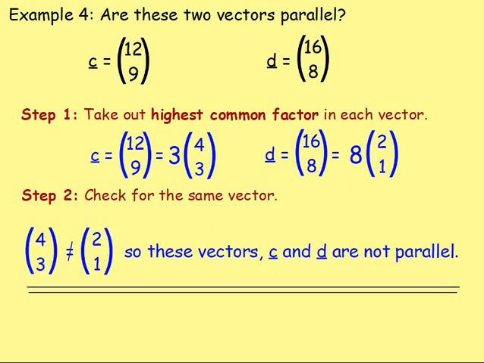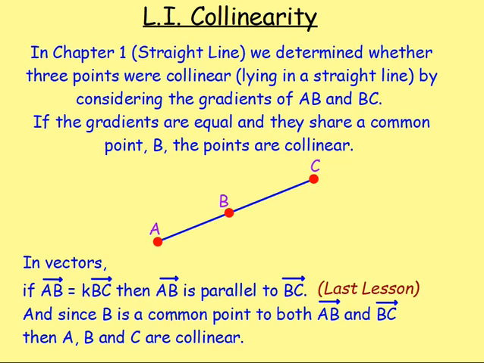Here, example 4, are these two vectors parallel? Well, to start off, take out the highest common factor once again. So take out the 3 in the first one, so you've got 3 times (4, 3). Take out 8 in the second one, so you've got 8 times (2, 1). You need to check for the same vector. Here we did not have the same vector. (4, 3) and (2, 1) are not the same. They are not equal, so the vectors C and D are not parallel.